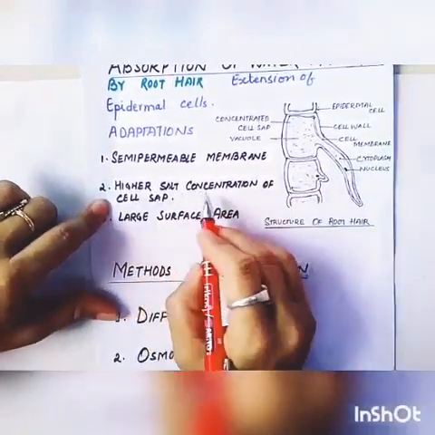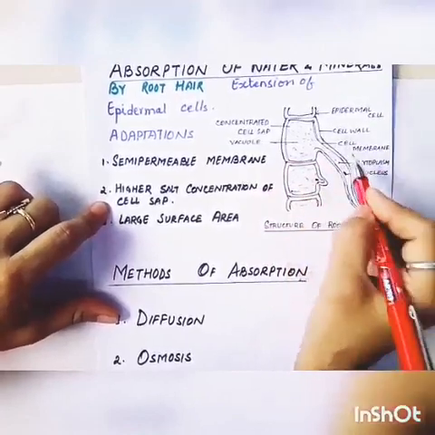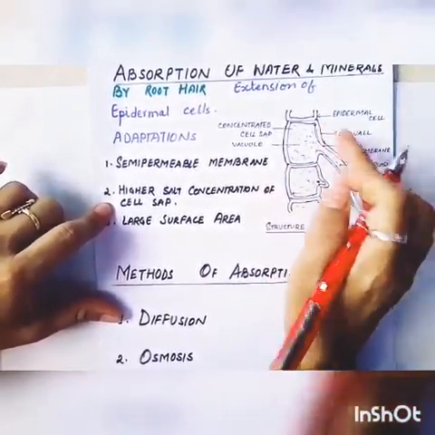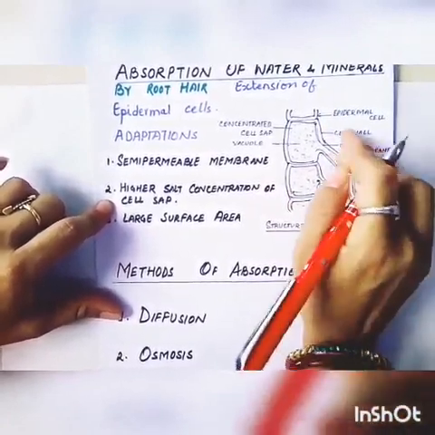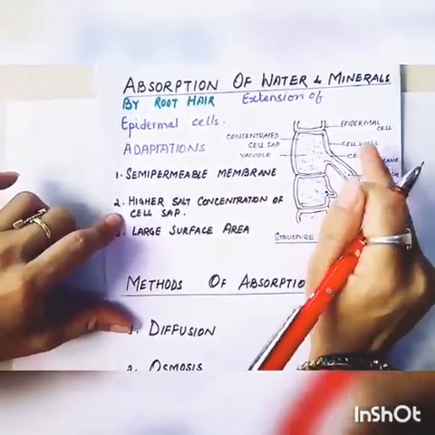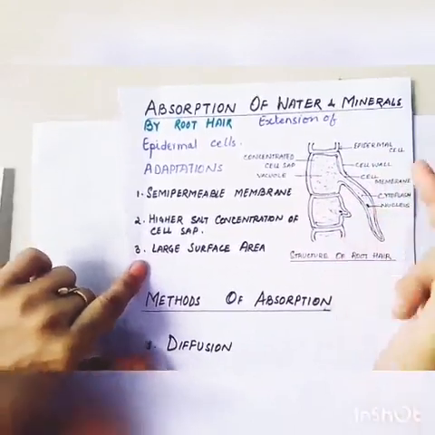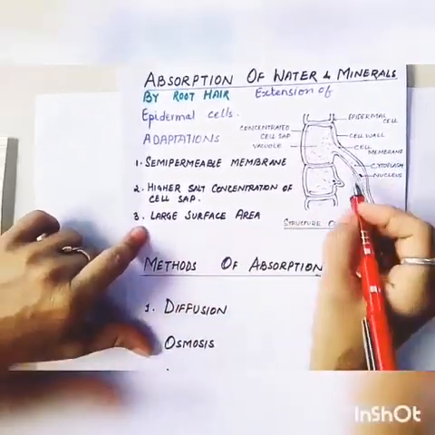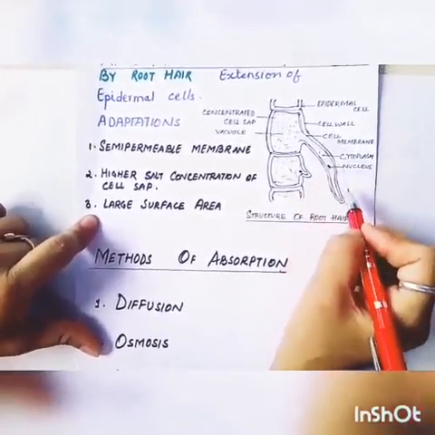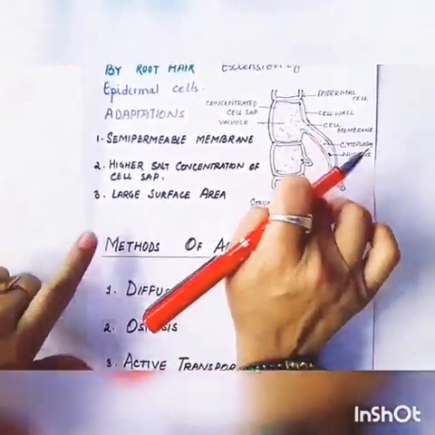The second is the higher salt concentration of the cell sap. The cell sap is highly concentrated against the soil water. This root hair is surrounded by soil particles, and in between the soil particles the soil water is present. So the concentration of cell sap is more than that of the soil water. Then it has a large surface area. You see there are millions of root hair cells, and that is the total absorptive area of the root.